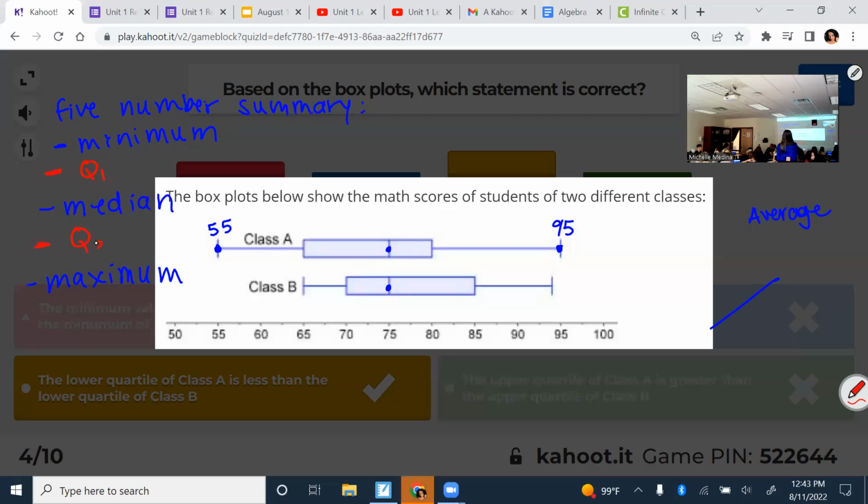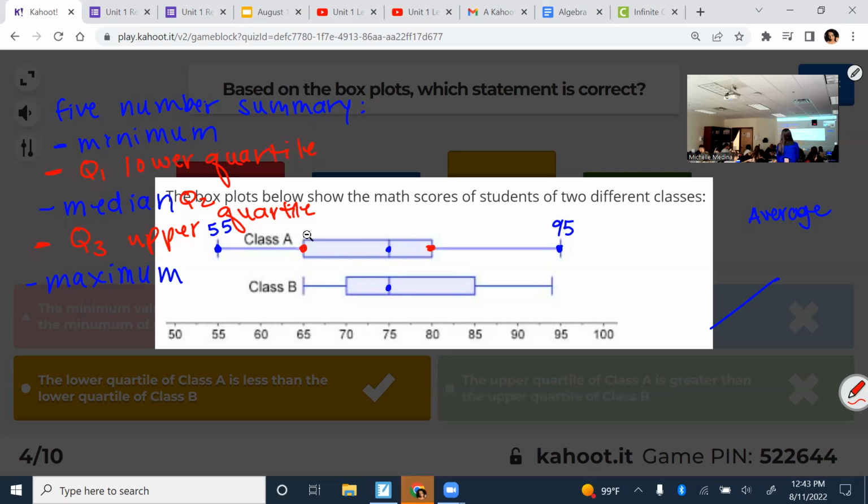Okay, here they are. It's Q1 and Q3. Q1 would be your lower quartile, and Q3 would be your upper quartile. So that's like the edges of your box. Right here, that's my Q1. This is my Q3. What is Q2? Do I have one? No. Your median, good. So median is Q2.